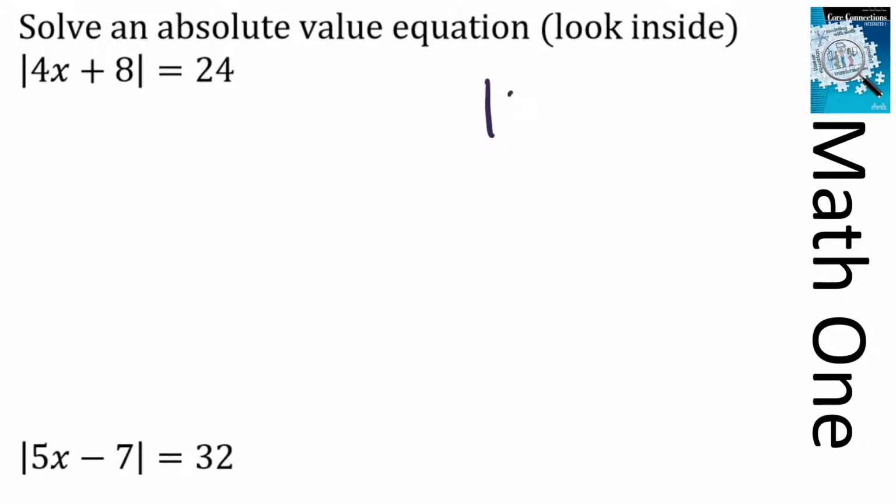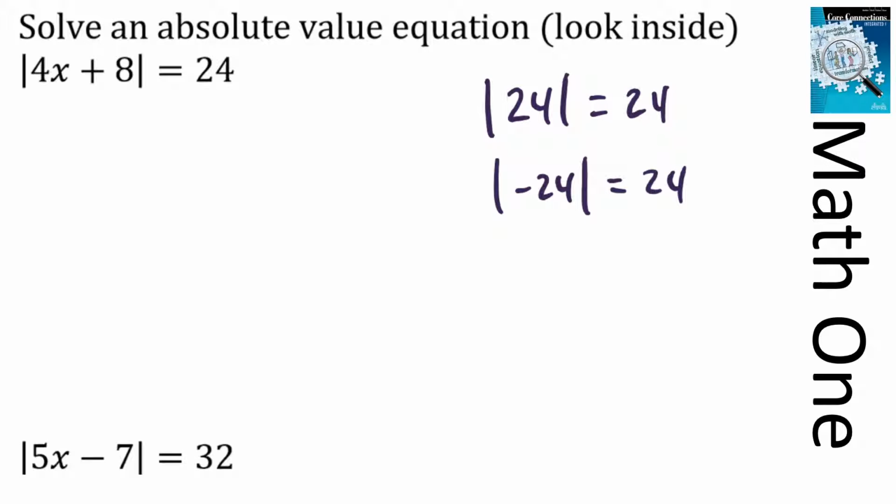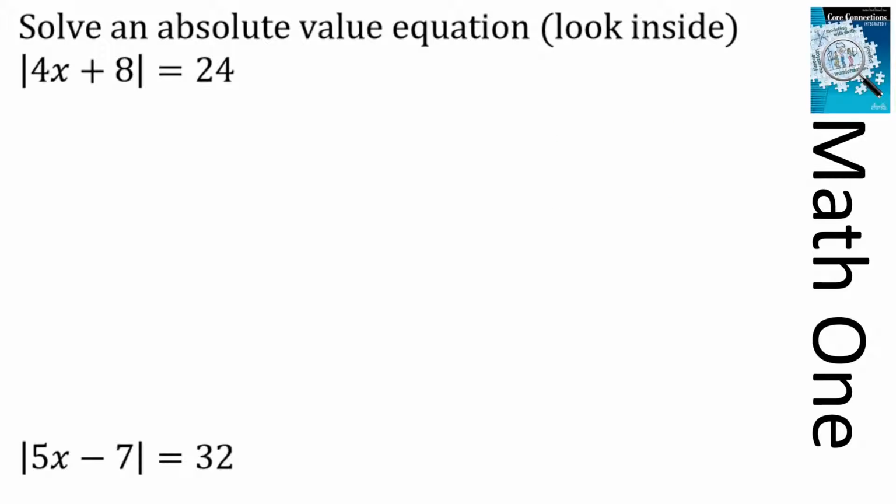So the 4x plus 8 is either positive 24 or negative 24, because remember, if I take the absolute value of 24, I get 24. And if I take the absolute value of negative 24, I also get 24. So those two values are what the thing inside has to be, 4x plus 8. If I use this method, this allows me to eliminate the absolute value part and just write two equations that are equivalent to it.